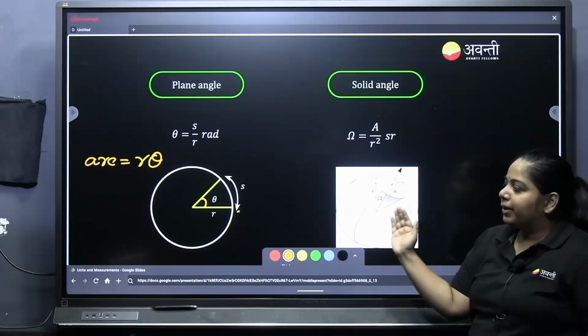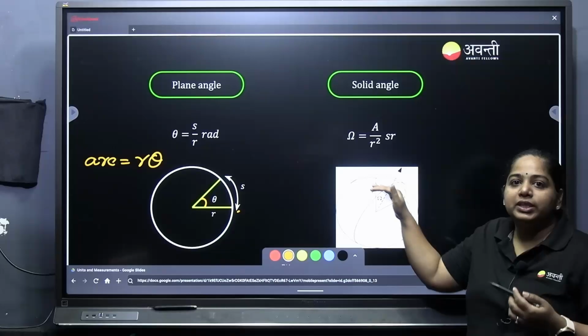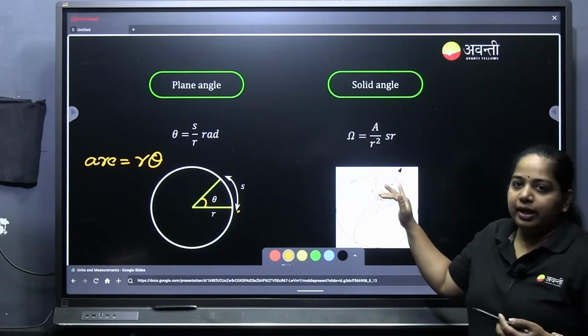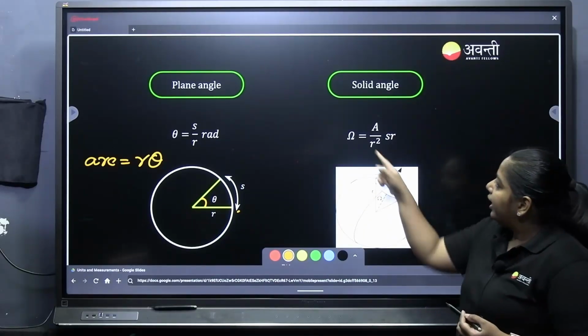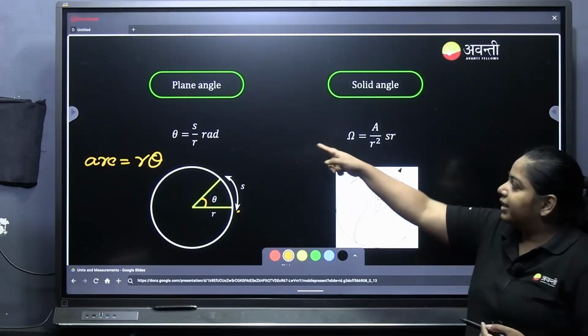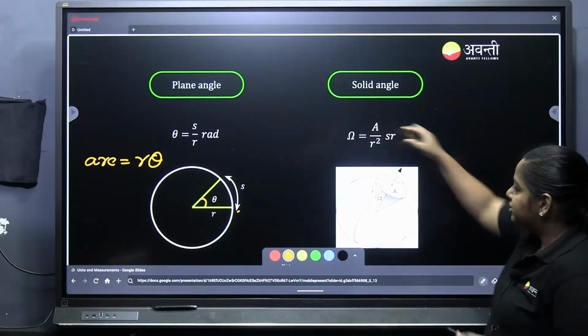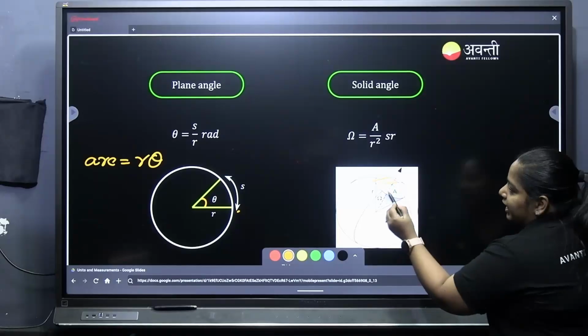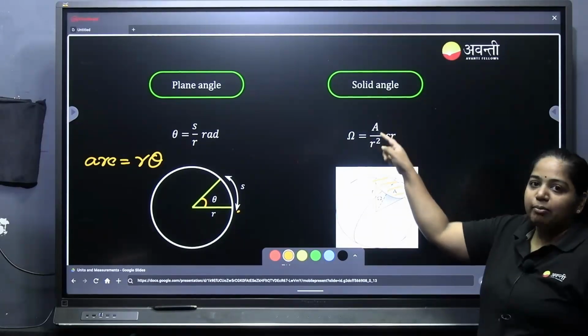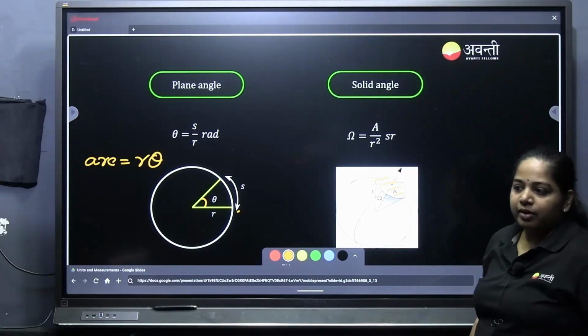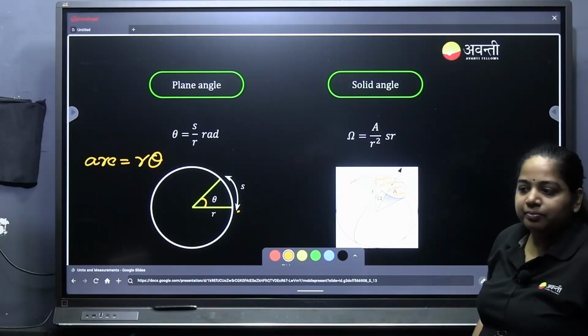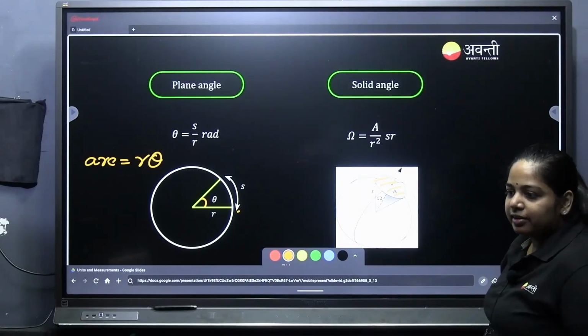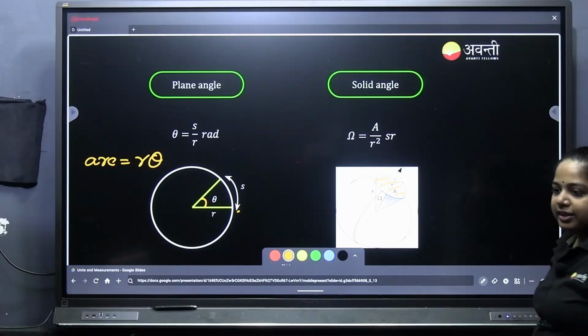Steradian, if you compare, it belongs with a sphere. It is a solid angle and it is represented like arc by radius. So instead of arc we will take this area. So area by radius square will come. I hope everybody understood. Is it clear? Radian and steradian.